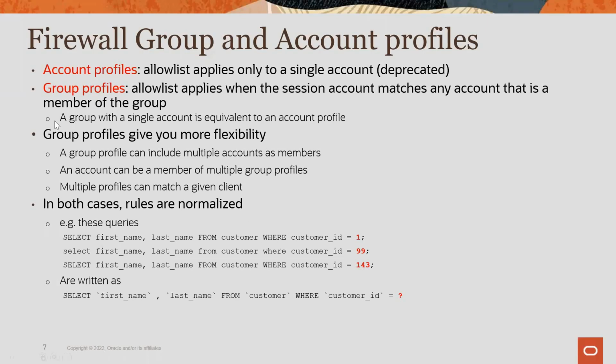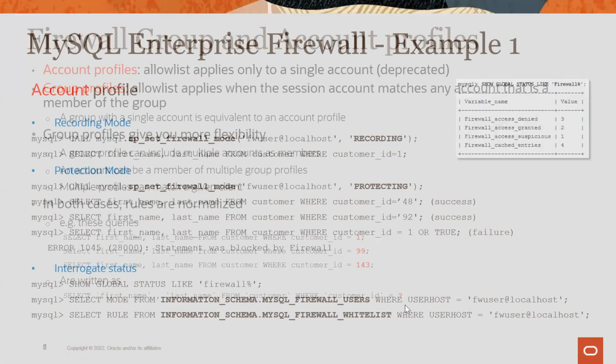And then, of course, the purpose of using group profiles is that it enables easier administration, better flexibility for this type of deployments that are requiring you to apply a given set of allow list rules to multiple accounts. So this again provides more flexibility. Also, you have here some example. You see 3 queries that are executed, and then how they are normalized in the allow list. So they are normalized. You can see here an example.